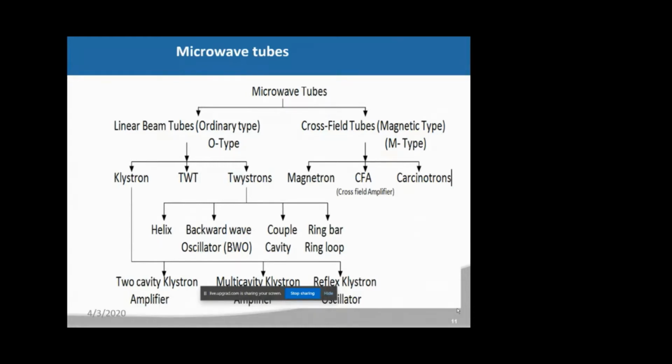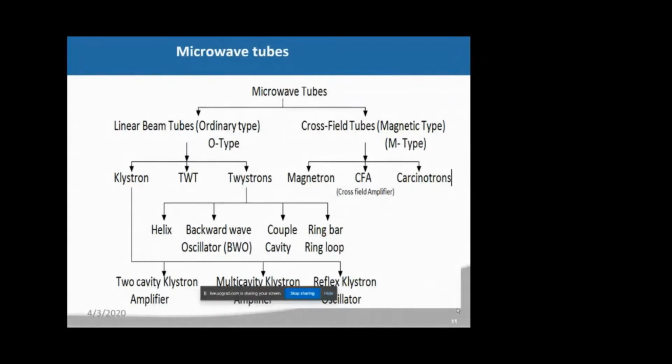Now we'll see the various types of O type and M type tubes. These O type tubes are classified into klystron, TWT, that is the traveling wave tube, and twystrons. Now these are again classified as helix, backward wave oscillator, coupled cavity, ring bar, or ring loop. Klystrons are classified into two cavity klystron amplifier, multi-cavity klystron amplifier, and reflex klystron. And these cross-field tubes are classified into magnetron, cross-field amplifiers, and amplitrons.